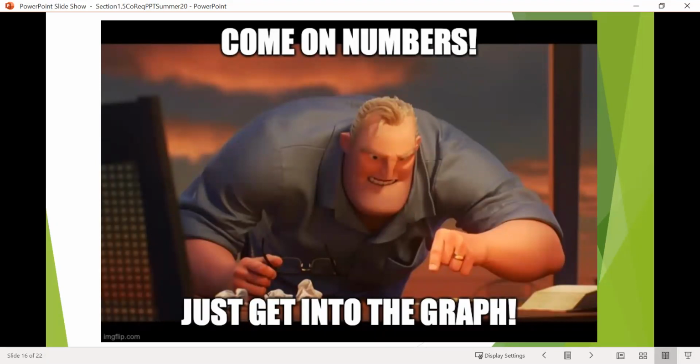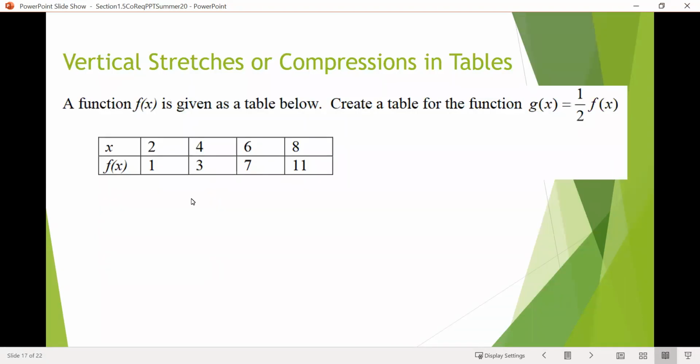I know some of these videos have been a little bit longer. That's just partially because the content of 1.5 is probably some of the more complex we've done thus far. So for this section, we're going to continue talking a little bit more about vertical stretches and compressions and horizontal stretches and compressions, and then look at putting all of these different transformations we've been talking about together here.